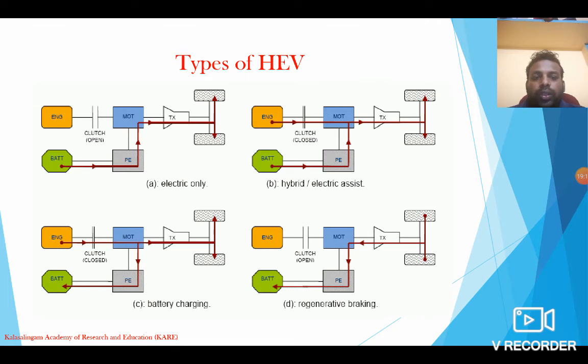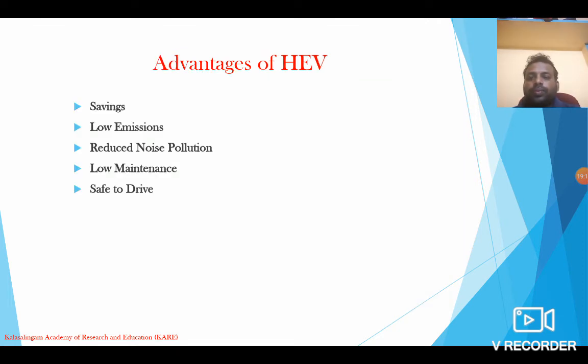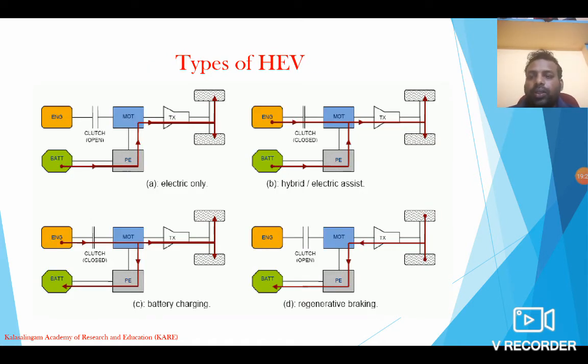So these are some modes of operation. The first one is purely electric. The power is transferred from the battery to the motor through the power regulator and reaches the driven wheel. The second one is hybrid assisted electric, where we can operate the vehicle with the help of both the engine as well as the battery. And the third one is battery charging.